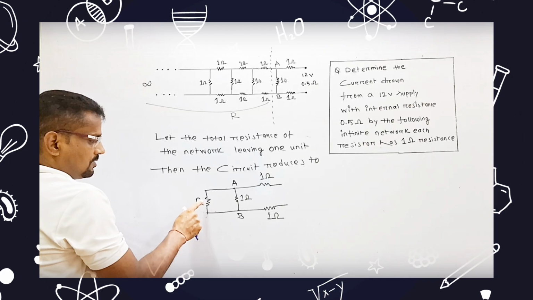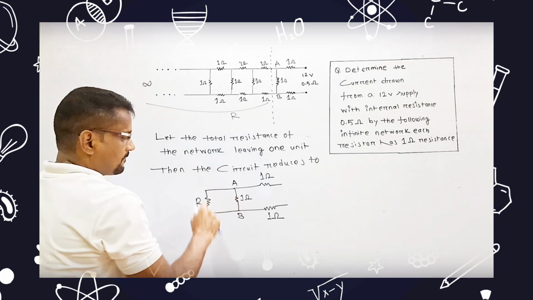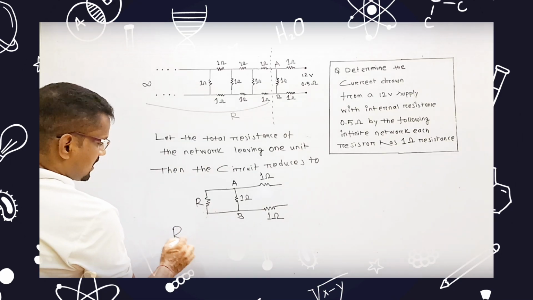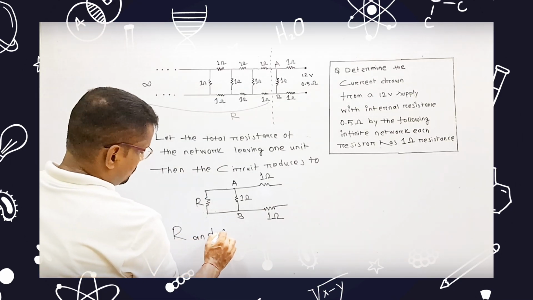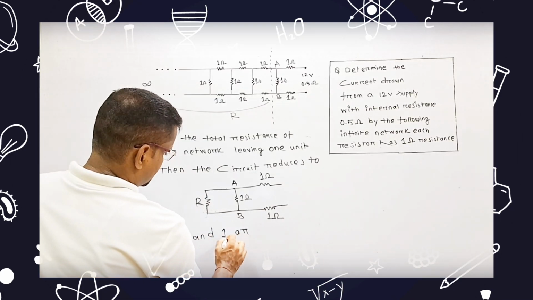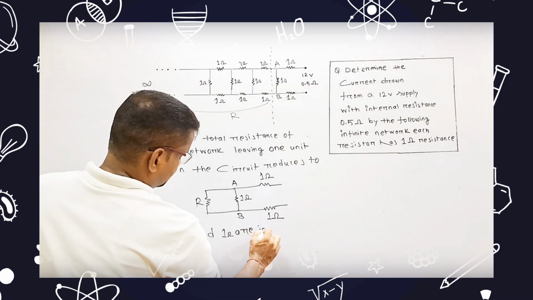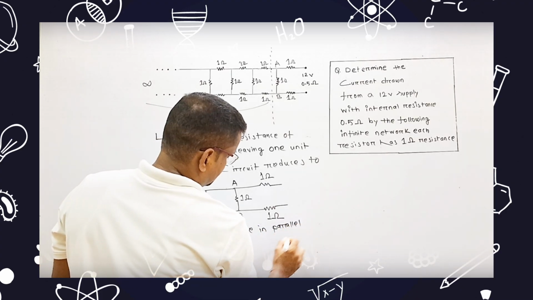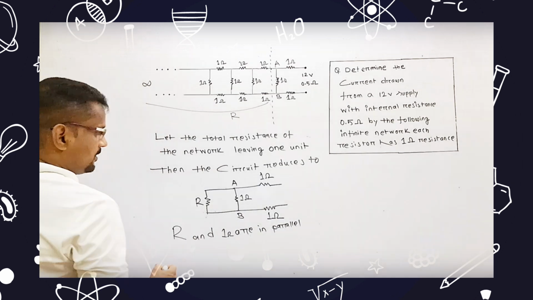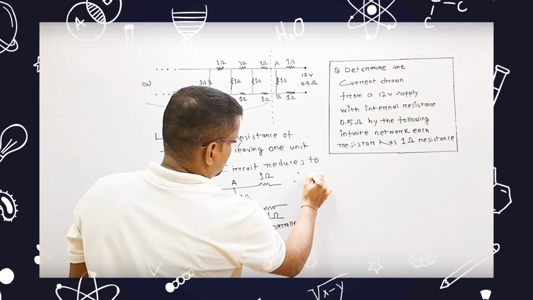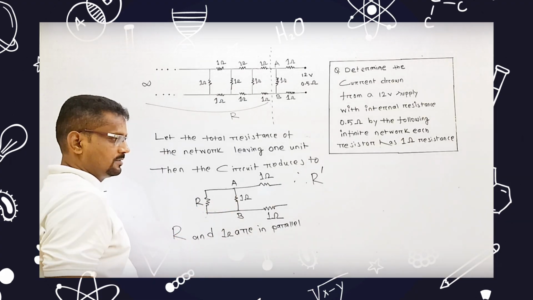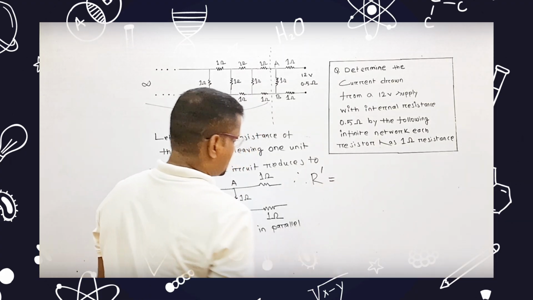Now you see, it is very clear that this total resistance R of this part and this 1 ohm are in what? Parallel connection. So R and 1 ohm are in simply parallel connection. Therefore, the total resistance R dash, that is this and this. So what will the total resistance be?